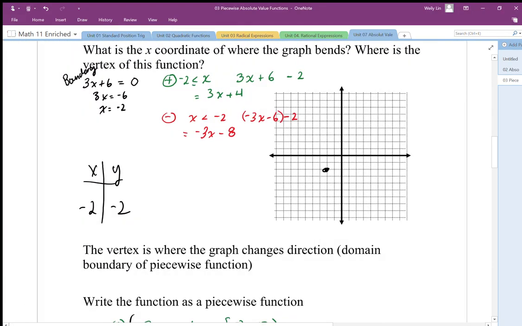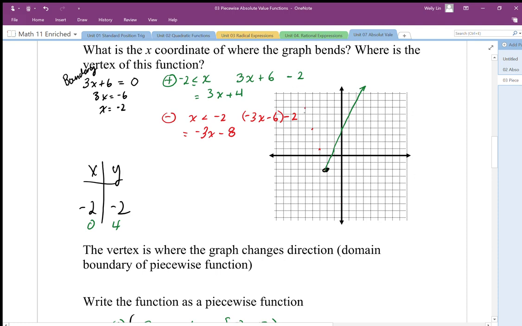I can draw these parts of the graph based on the slopes and y-intercepts. Okay, it's got a slope of 3. It's going to have a y-intercept of 4. Okay, it's going to go like that. I can put some points in there. Okay, 0, 4. I can graph this. It's going to have a y-intercept that looks like -8, so down here, slope is going to be 3.